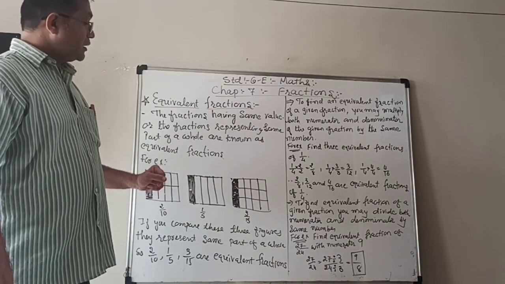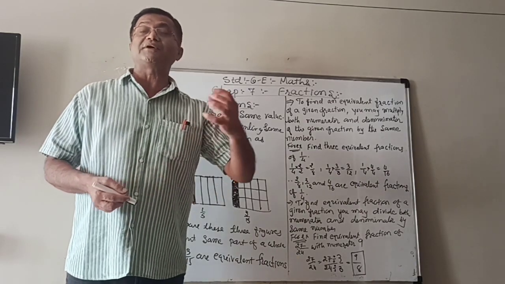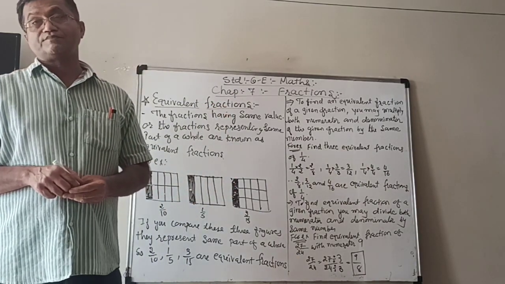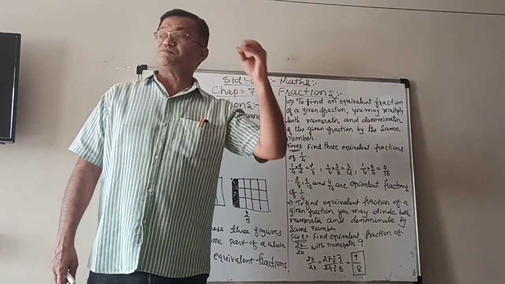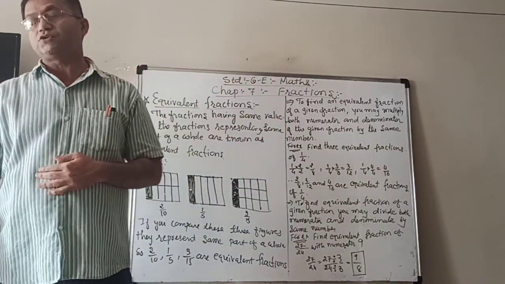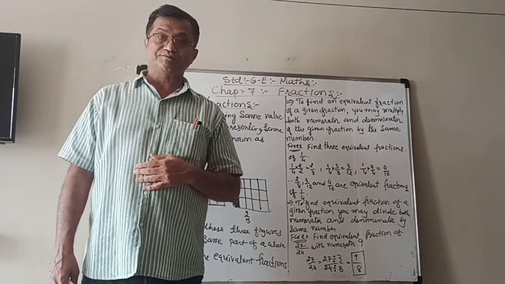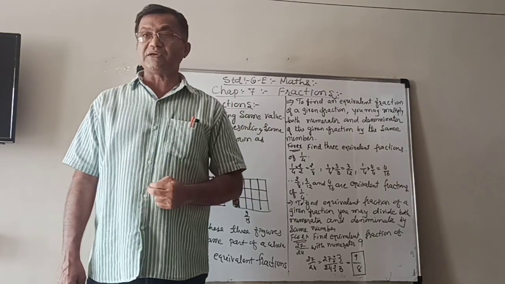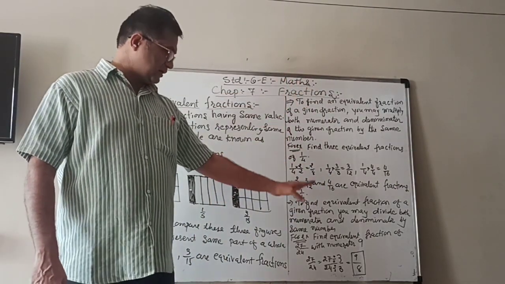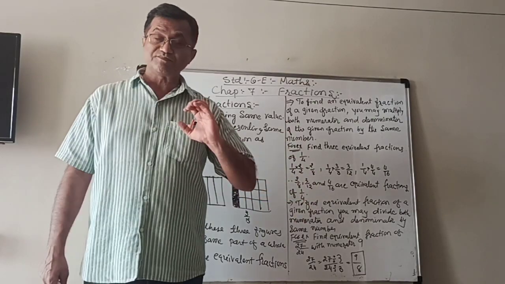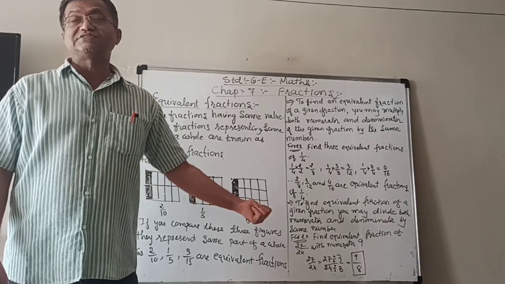Now, if you are asked to find equivalent fractions of a given fraction, then what to do? Suppose it is given that find an equivalent fraction of 3 upon 2. Then how can we find out? There are 2 different ways. Actually, you can use only one, but you have to learn about that also, because in some special types of questions, you have to use that also.